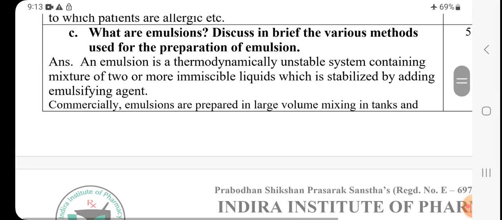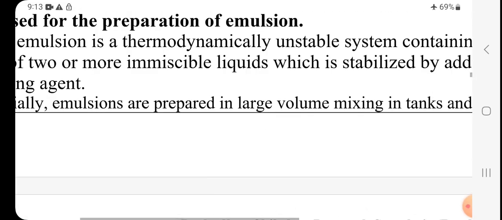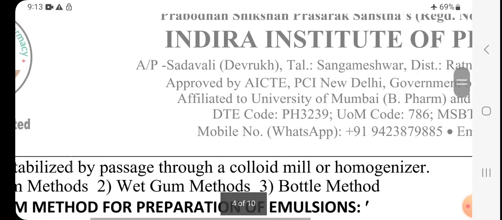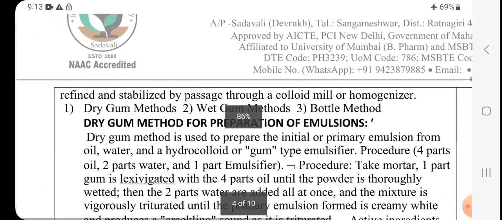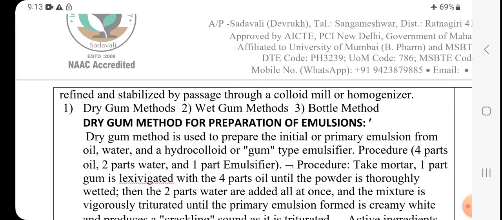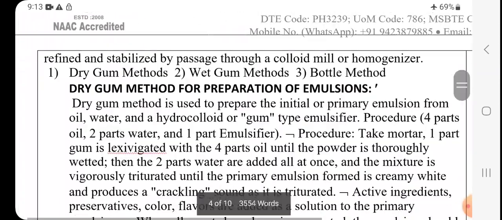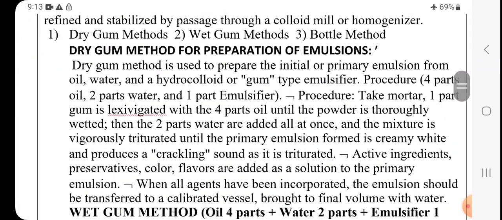Then commercially, on industrial scales, they are prepared in large volumes, mixing in tanks, and in industry, colloidal mills or homogenizers are used. But on the lab scale, there are three methods for the preparation, that is dry gum method, wet gum method, and the bottle method. Bottle method is also known as the English gum method.